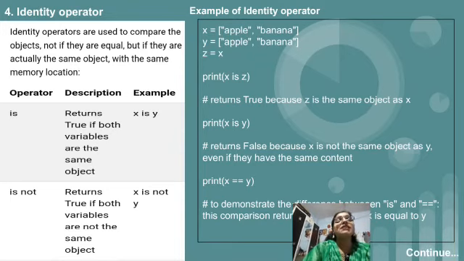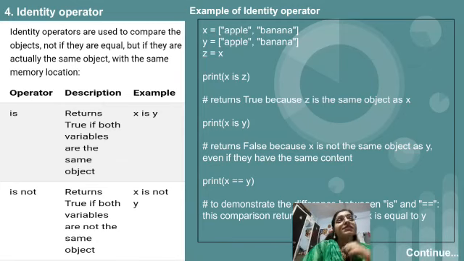So in this case we have not written x equal to y, meaning they are different objects even though they have the same elements. This is the reason why for x is y the answer will be false, because x is not y. Their content is the same but the objects are different.